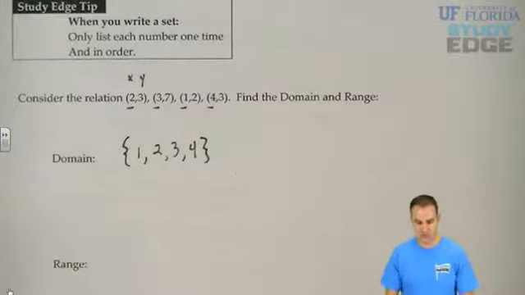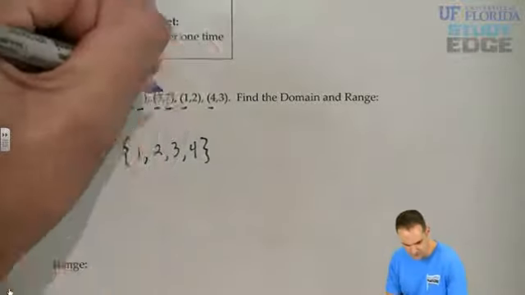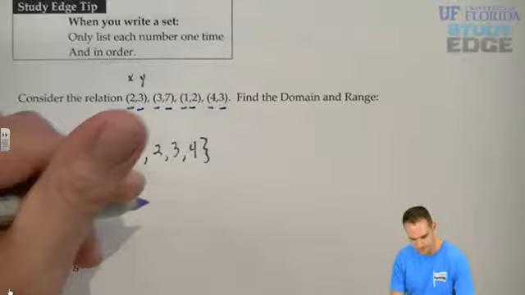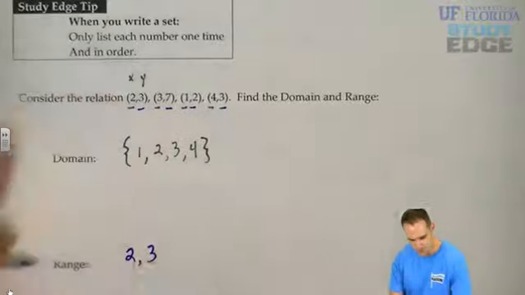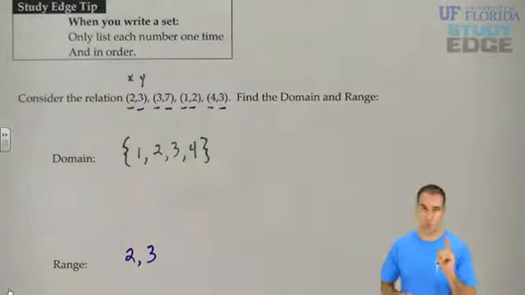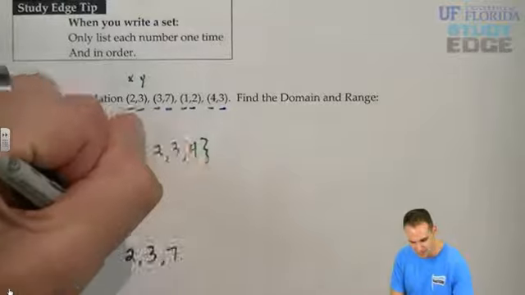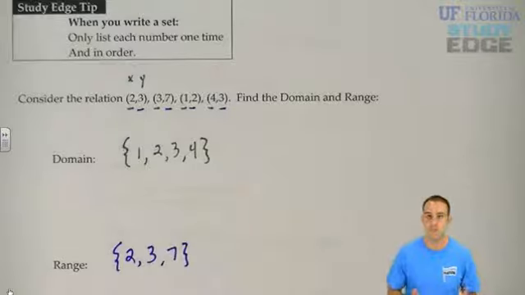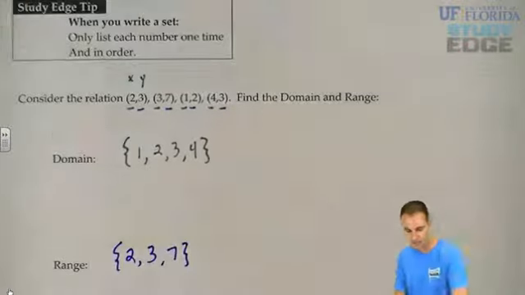Then the range is all the y's. In this case, we would have 3, 7, 2, and 3. The smallest is 2. 3 appeared twice, but you only put it one time. And then lastly, 7. We put it in set notation. So here's an example of given some points, how do you write the set for domain and the set for range?